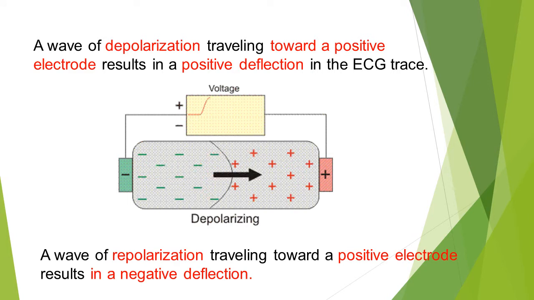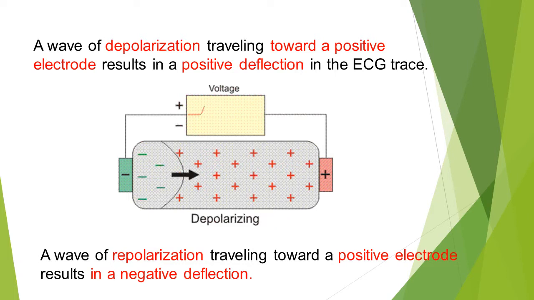So this is a very important and informative slide. What you see in this animation is the outside of the cell. In the first class we learned that normally the outside of the cell is positive during the resting stage. During depolarization the outside becomes negative and it produces a positive deflection in the ECG, and with the repolarization it produces a negative deflection and the outside becomes positive.